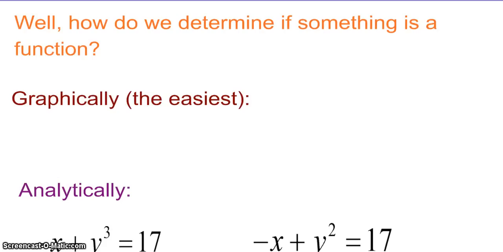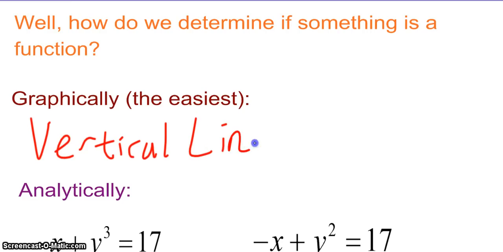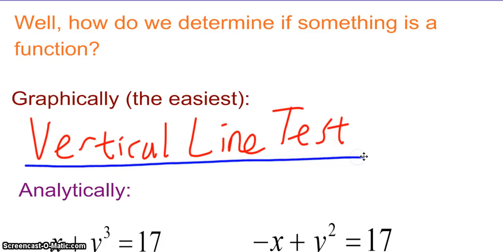Okay, so how do we determine if something is a function? I know this is the burning question in your head, and hopefully most of you, if not all of you, already know the answer. The easiest way is if we're given the graph of a relation, then we can look at the curve and we can do what's called the vertical line test. And this is how we can determine if a relation is a function graphically.